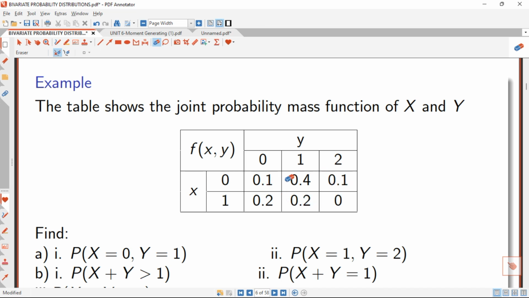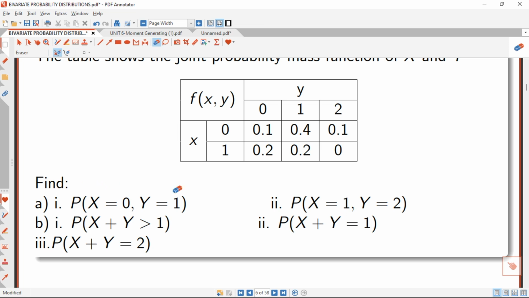There are some follow-up questions that they want us to answer using this table. For A, we should find the probability that x is equal to 0 and y is equal to 1. You just come to the table and locate where x is equal to 0, and then where y is equal to 1. Where x and y meet, they meet at 0.4. So since x is equal to 0 and y is equal to 1 and they meet at 0.4, the probability here is equal to 0.4.